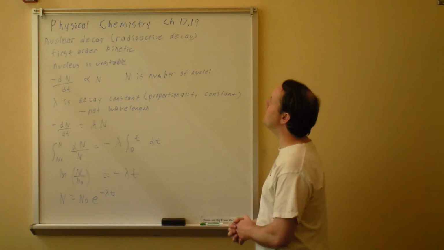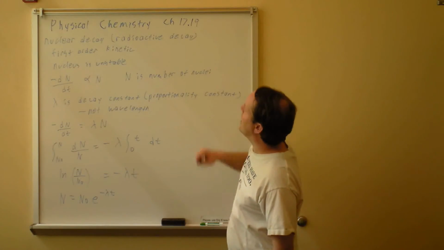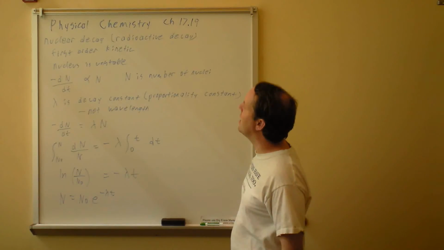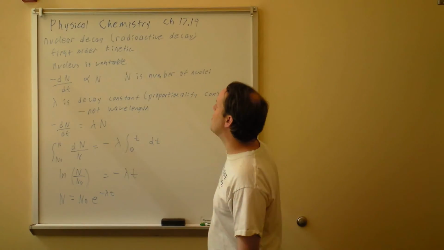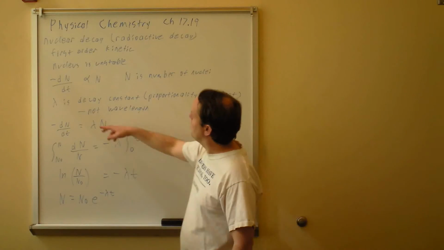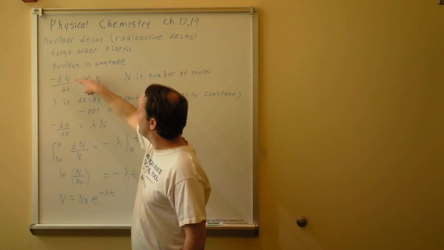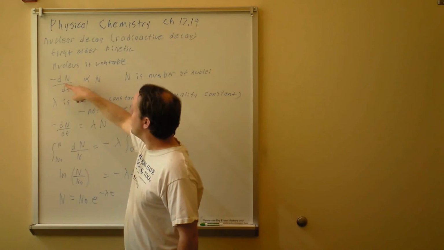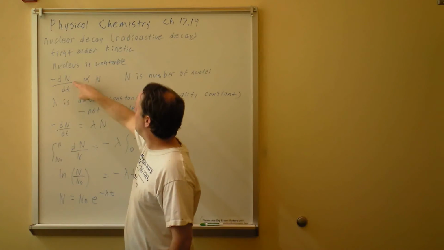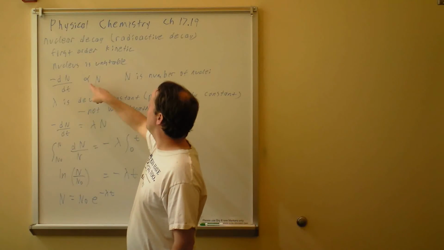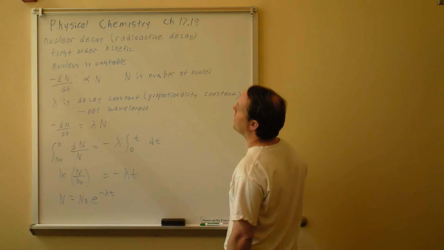Okay, continuing on physical chemistry, chapter 17, section 19. Now we're talking about nuclear decay, which is the same as radioactive decay. This is always first order kinetics, and this happens because the nucleus is unstable. So we know that if capital N is the number of nuclei, the change in the number of nuclei over time is going to be negative. They're going to lose them, they're going to decay. So it's going to be minus dN over dt is proportional to the number of nuclei.